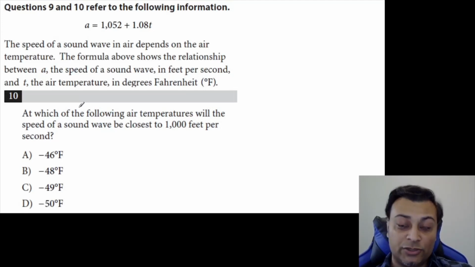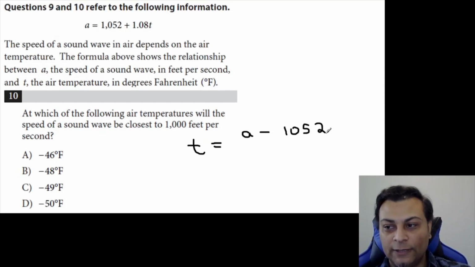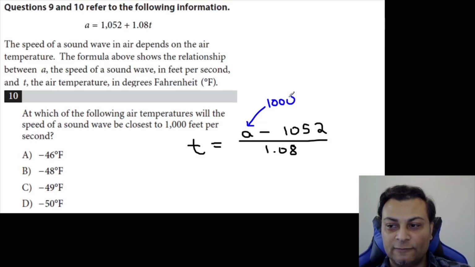And for question 10, it asks: at which of the following air temperatures will the speed of a sound wave be closest to 1,000 feet per second? We could use the answer for question 9 to do this one. We had t equals A minus 1052 divided by 1.08, and all they're saying is make A 1000. So let's do that in the calculator.